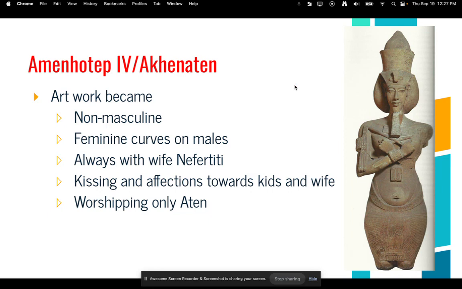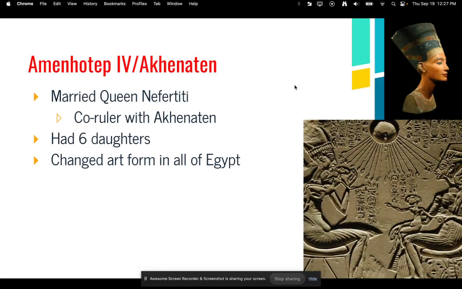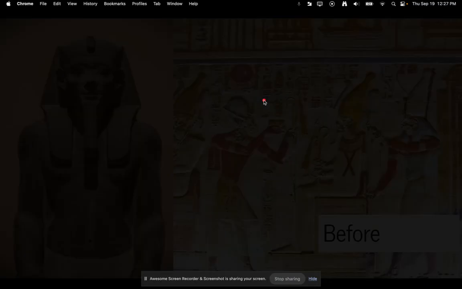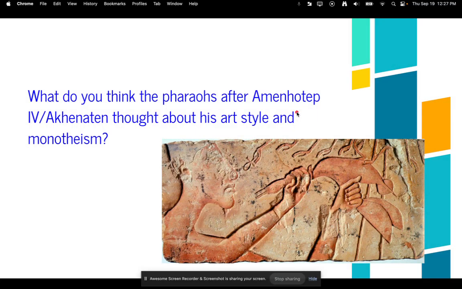He was also shown in inscriptions kissing and being affectionate towards his kids and wife, which you can see back in this one here. You can see that he's holding one of his daughters and giving a kiss on the face or something like that. And also he only worshipped Aten, so you'll see Aten in a lot of the artwork.